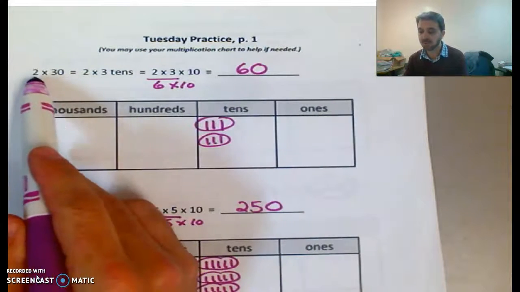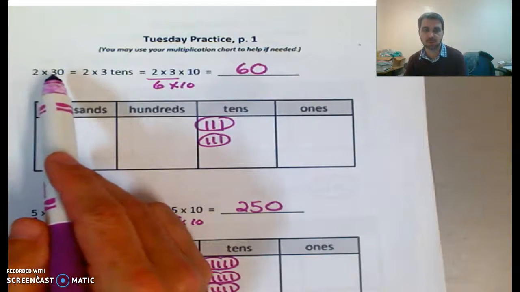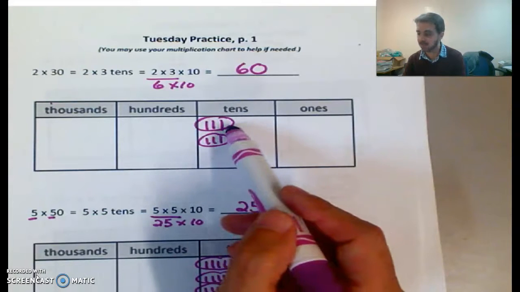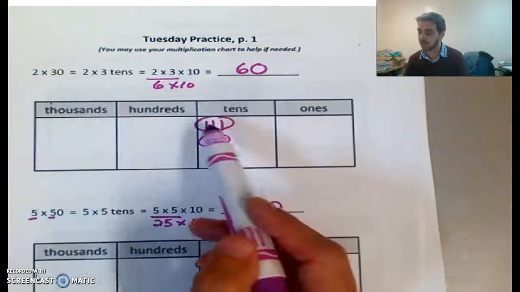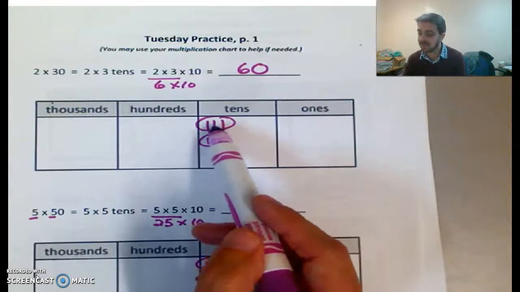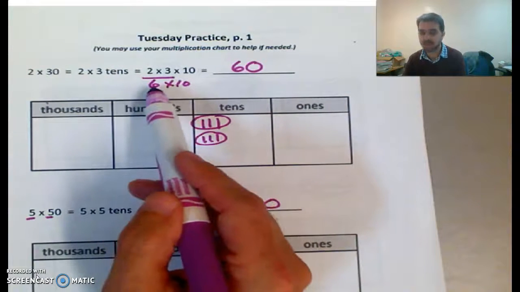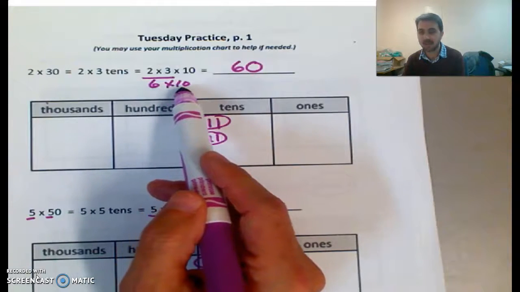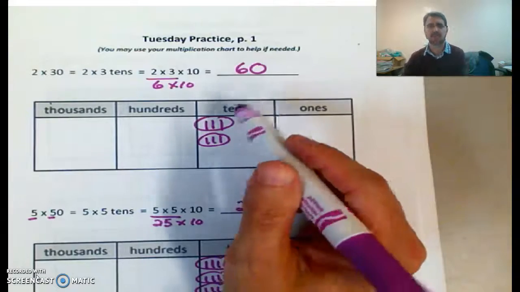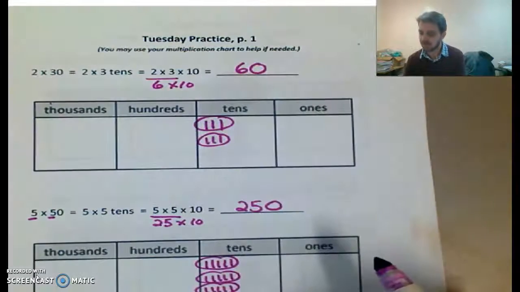Again, we have 2 times 30, which is 2 groups of 30. I have 30 here, and I have 30 here. That's the same as thinking of it as 2 groups of 3 tens. Because 30 is 3 tens, we have 6 tens. So 2 times 3 is 6 tens, and 6 times 10 gives me 60. Anytime you multiply anything by 10, you end up adding a 0, because you're going over a place value. We learned that the other day, Monday, right? So that gives us 60.